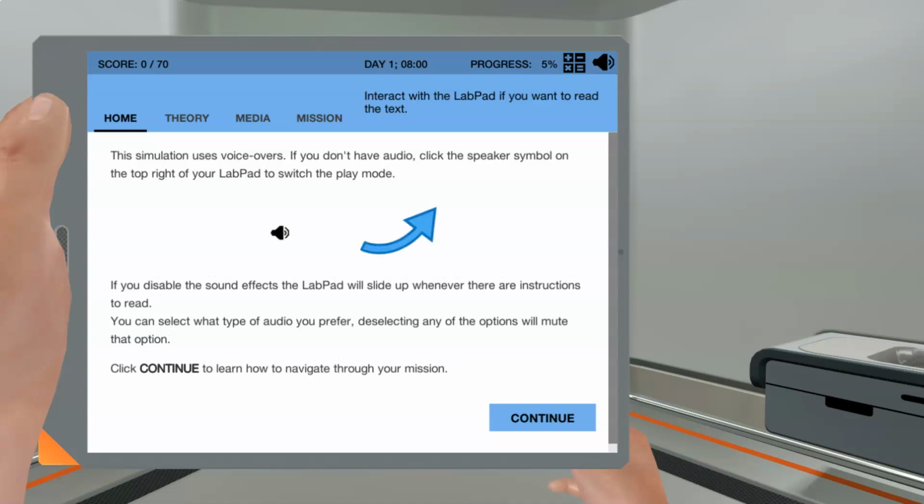If you don't have audio, click the speaker symbol on the top right of your lab pad to switch the play mode. If you disable the sound effects, the lab pad will slide up whenever there are instructions to read. You can select what type of audio you prefer. Deselecting any of the options will mute that option. Click Continue to learn how to navigate through your mission.